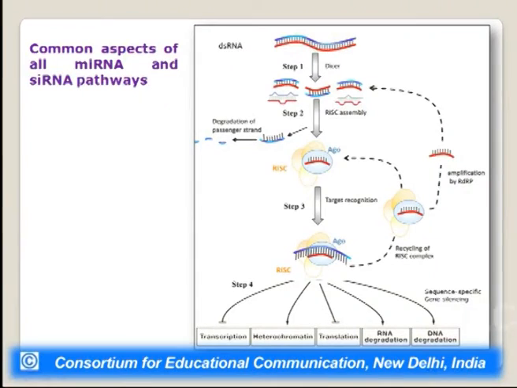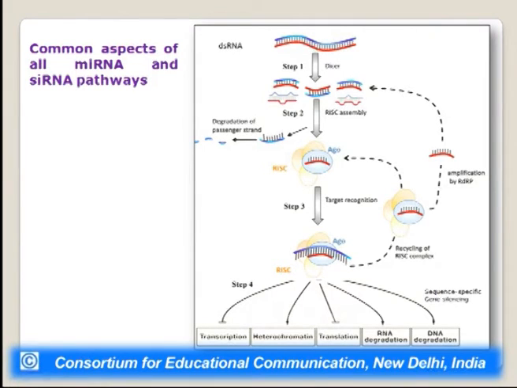The common aspects of all microRNA and siRNA pathways are shown. There is a double stranded RNA precursor. The Dicer is an enzyme which chops this double stranded RNA molecule into smaller molecules. These smaller molecules, which are either siRNA or microRNA, the processing is different, but we will talk about that later in our sessions. These smaller molecules will then associate with the Argonaute protein to give rise to a complex which is called the RNA induced silencing complex or RISC complex. This RISC complex will then recognize the target mRNA which is shown.